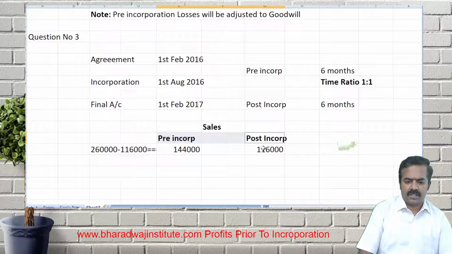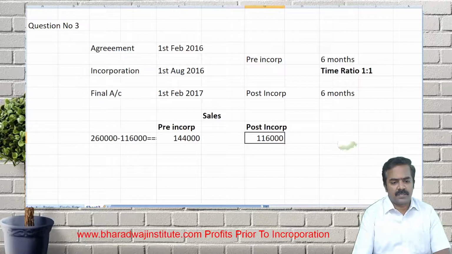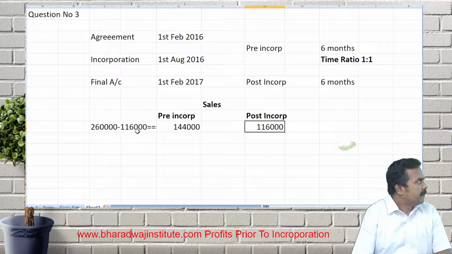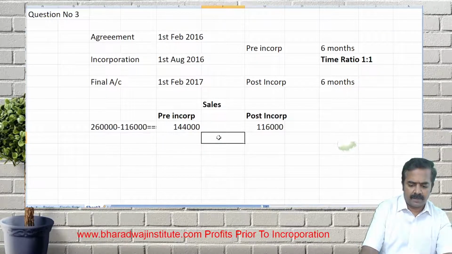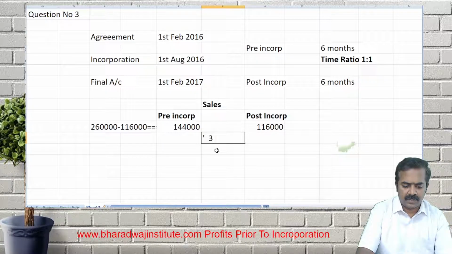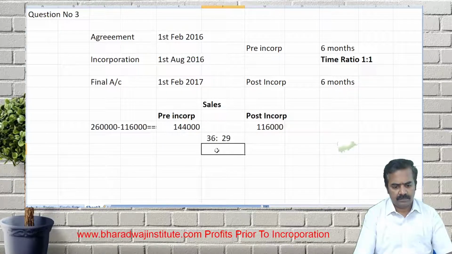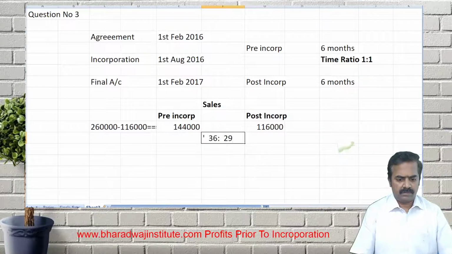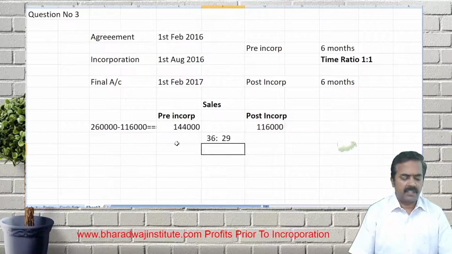Sales during the post incorporation period are 1,16,000, clearly mentioned. The balance is for which sales? Pre-incorporation. So 1,14,000 is to 1,16,000 ratio. What is the ratio for sales? 36 is to 29. That is the sales ratio. Any other ratio to be worked out?